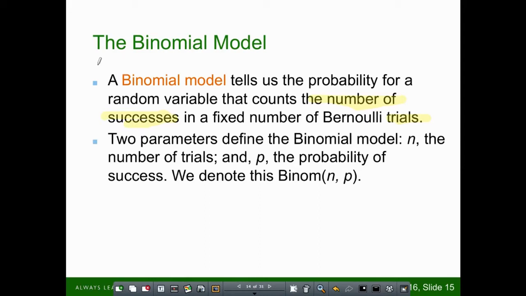We give a set number of trials and we're going to just see the probability that you'll get a certain number of successes. Now, the next thing says 2 parameters define the binomial model: n, the number of trials, and p, the probability of success. And we denote this as binom(n, p). Now, don't let this get overwhelming. Remember, for the geometric model, the only variable we were dealing with was p, the probability of success. That has not gone away.